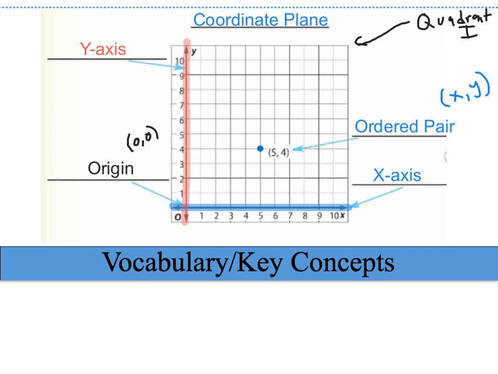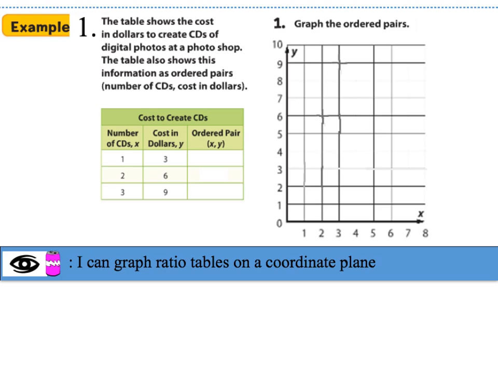So let's use these key concepts to discuss the following examples. For example 1, it says the table shows the cost in dollars to create CDs of digital photos at a Photoshop. The table also shows information as ordered pairs. If I notice in my first column, I'm giving the number of CDs, and that's going to be represented by my X value. And in my Y column, the cost in dollars is represented by my Y value.